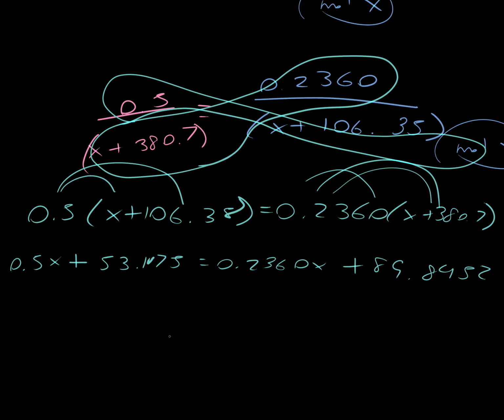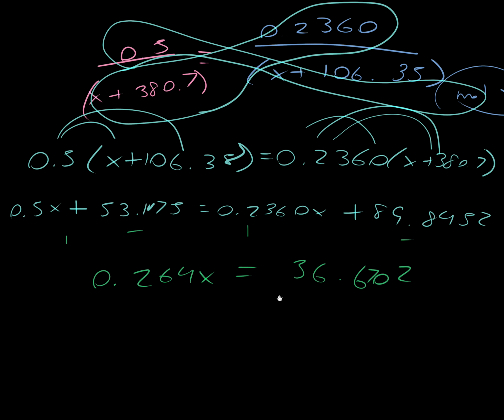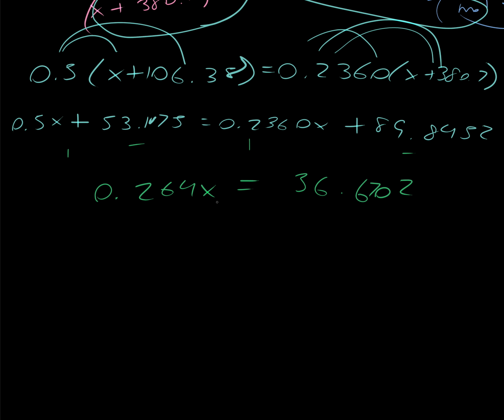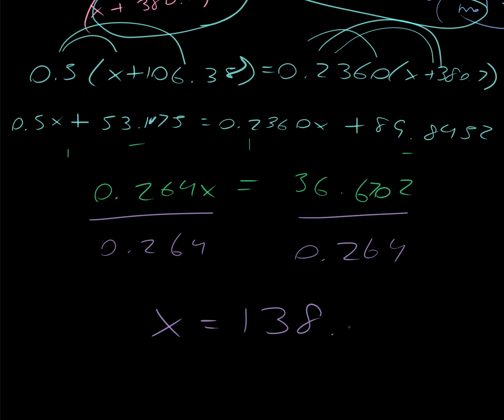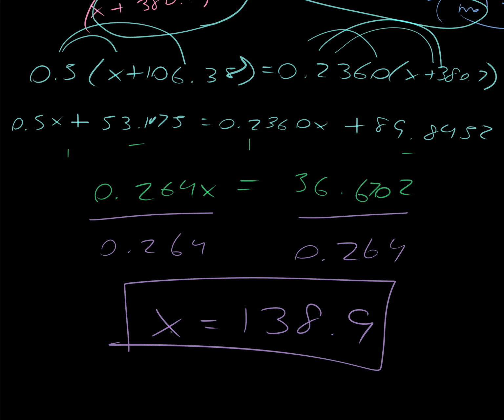So let's combine our like terms here. It makes sense to subtract this over to the other side. And once you subtract this from both sides, you're going to get 0.264x equal to 36.606702. And we want to isolate x. So this is just simple algebra: divided by 0.264, divided by 0.264. And you're going to get x being equal to 138.9. And that is our answer.